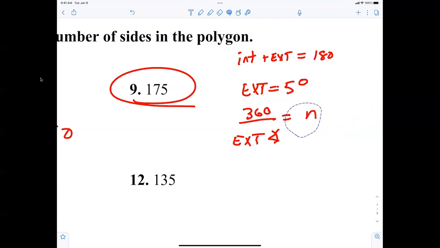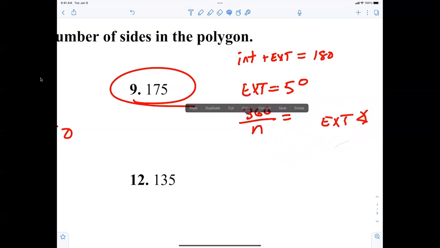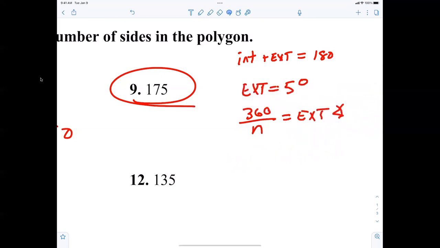And I have people all the time memorizing 360 divided by n is the exterior angle. And then they write another formula and say 360 divided by the exterior angle is the number of sides. It's just not necessary to me. If you know 360 divided by n equals the exterior angle, then you should know 360 divided by the exterior angle is the number of sides. Basic arithmetic. Everybody's good with that?